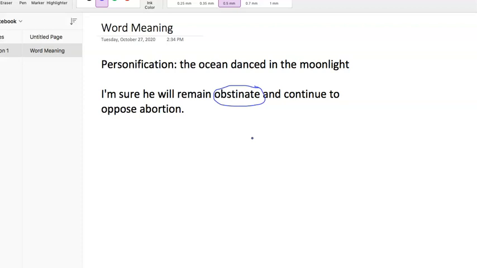Okay, so that is all the stuff on word meaning. You need to know in general what figurative language means, more specifically the differences between simile and metaphor, remembering that simile uses the words like or as for comparison. Metaphor is a more direct comparison. Personification assigns the qualities of a person to something that isn't human. We used the example, the ocean danced in the moonlight, and then considering context when trying to guess at word meanings.